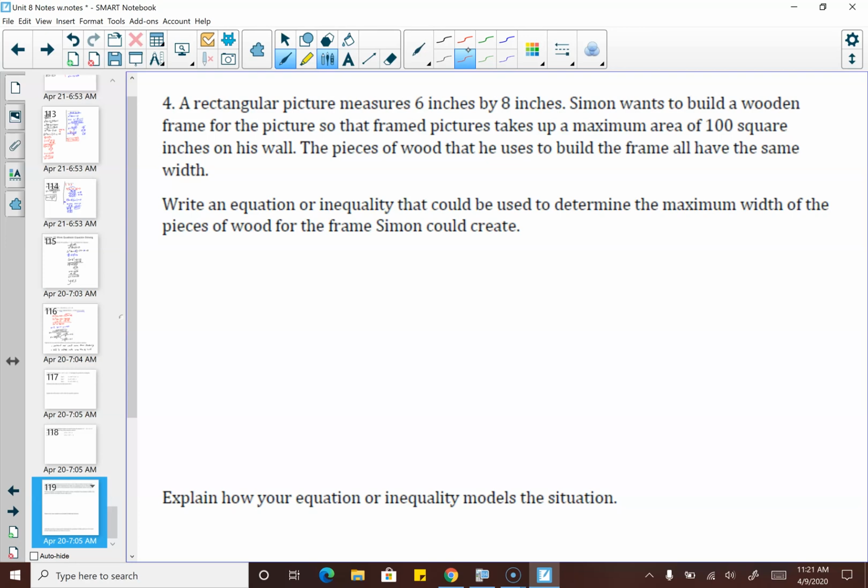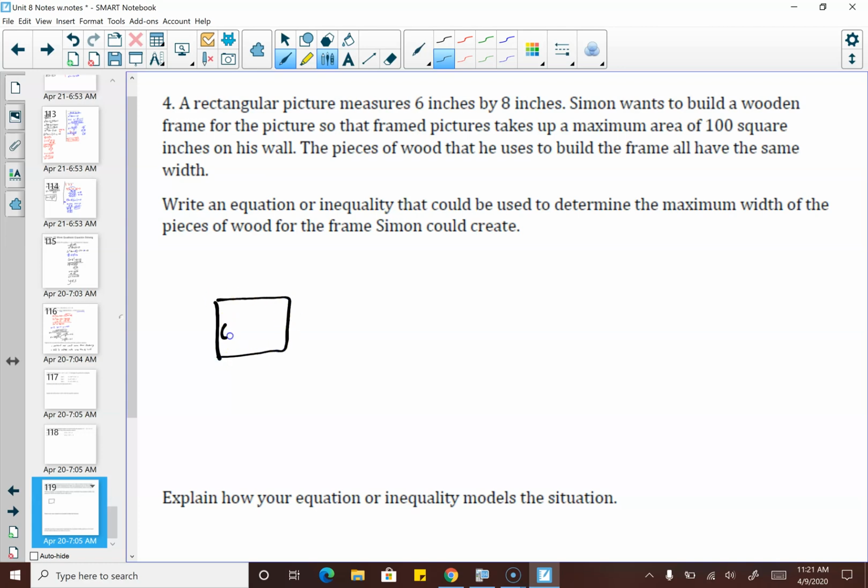So a regular picture measures 6 inches by 8 inches. Simon wants to build a wooden frame for the picture so that the framed picture takes up a maximum area of 100 square inches on the wall. The pieces of wood that he uses to build the frame will all be the same width. Write an equation or inequality that could be used to determine the maximum width of the pieces of wood.